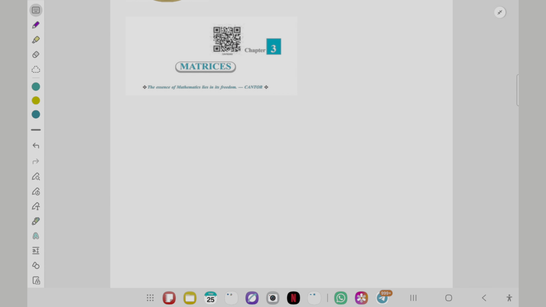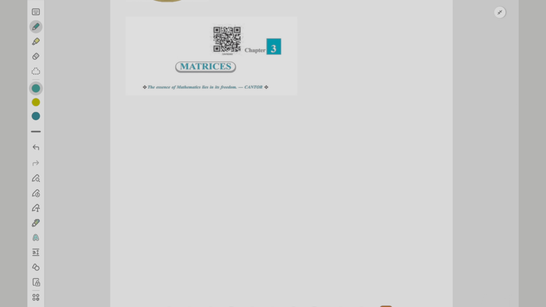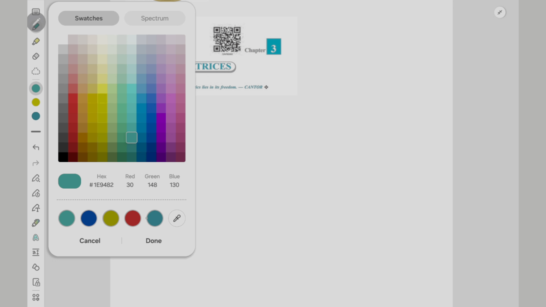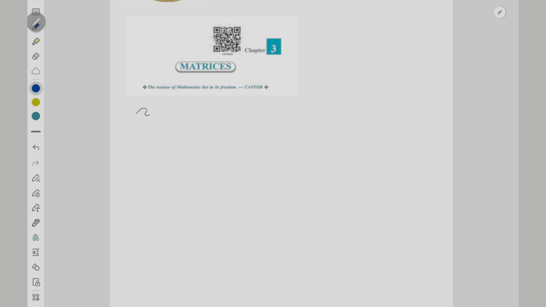Hello, student. Today we will discuss matrices. What are matrices? First of all, the introduction of matrix. This is chapter number three, Class 12th NCERT book. Topic number 3.1, Introduction.